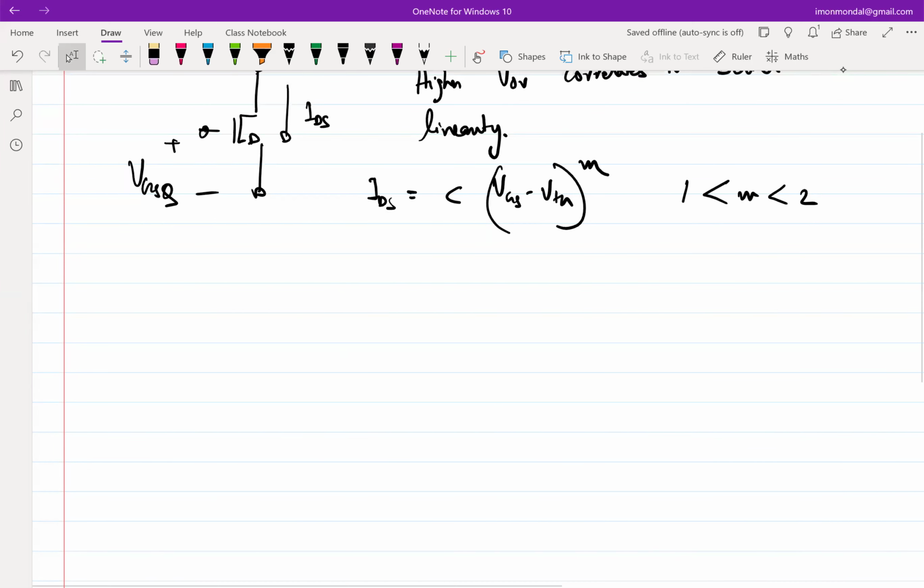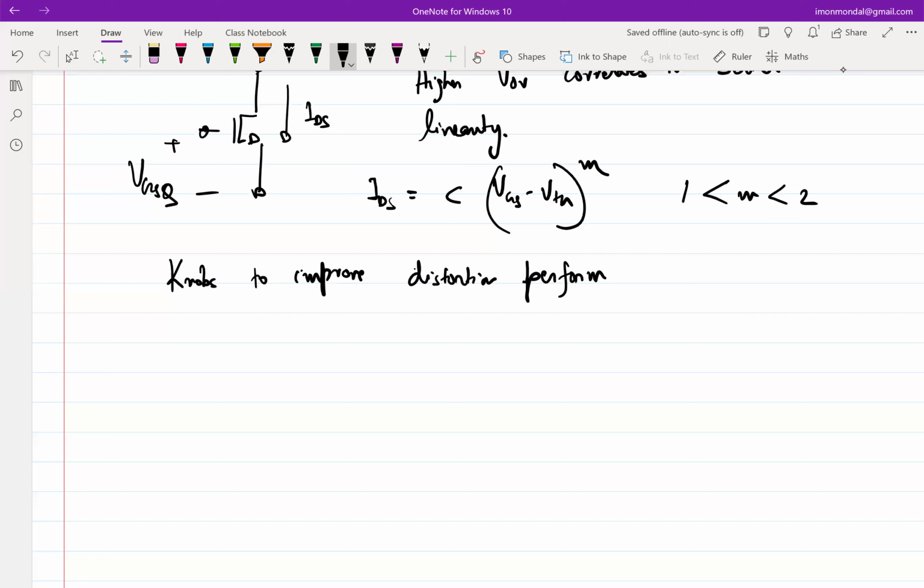So what are the ways? Basically, one way to improve linearity that we understood, what are the knobs to improve linearity. Since we are talking about distortion, I'll just say distortion performance. Increase V overdrive. That definitely is one knob.